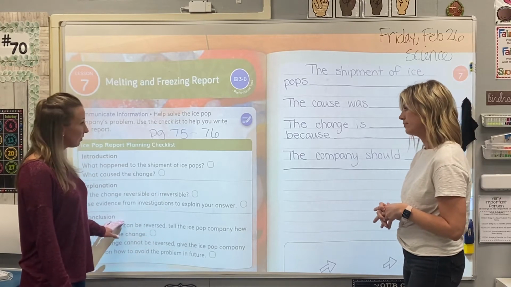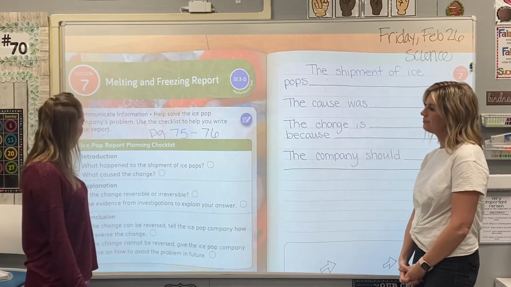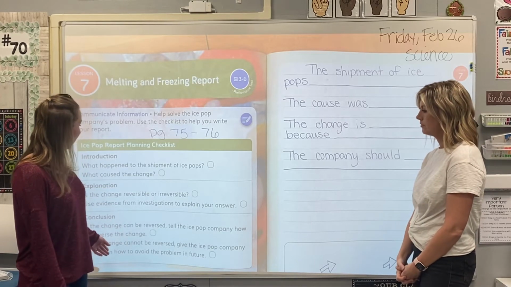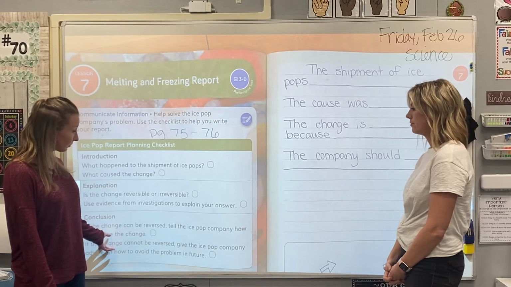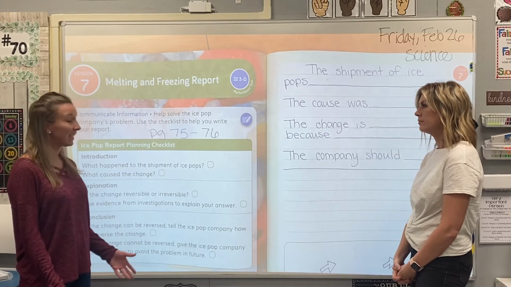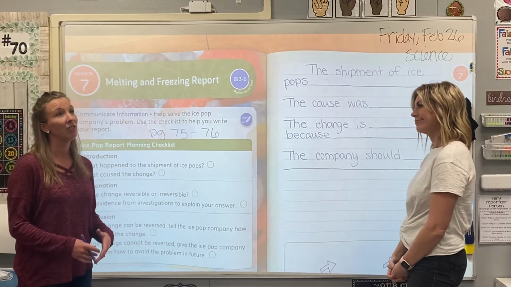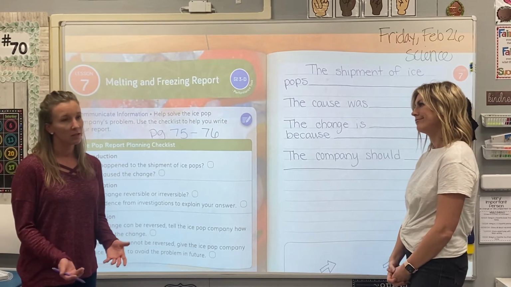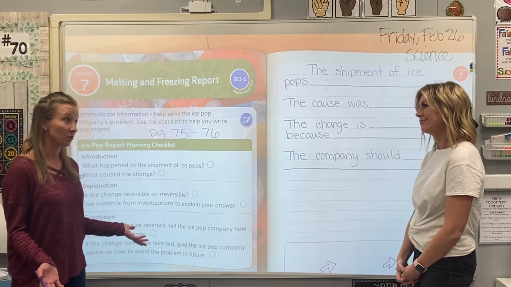And then finally, at the conclusion, the end of our paragraph, we are going to decide if the change can be reversed. Then we're going to tell the ice pop company how to reverse the change. And if it can't be reversed, then we're going to try and give the ice pop company some advice so they don't ever get into this strange situation again.